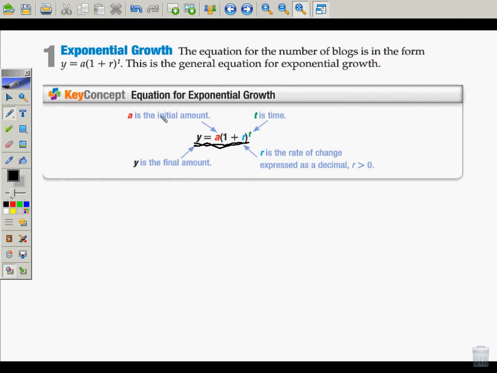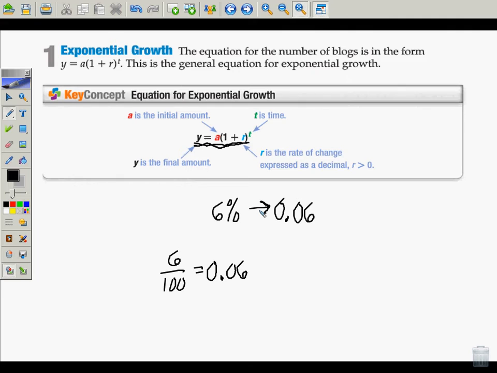A is the initial amount. R is the rate of change expressed as a decimal. A lot of times this rate of change will be expressed as a percent. For example, if it says it grows at a rate of 6%, you will need to convert that to a decimal. Remember, the way you convert a percent to a decimal is to just divide by 100. So 6% divided by 100 would give you 0.06. So 6% as a decimal would be 0.06. I assume you all know how to convert decimals to a percent and a percent to a decimal, but in case you did not know how to do that, that is how.